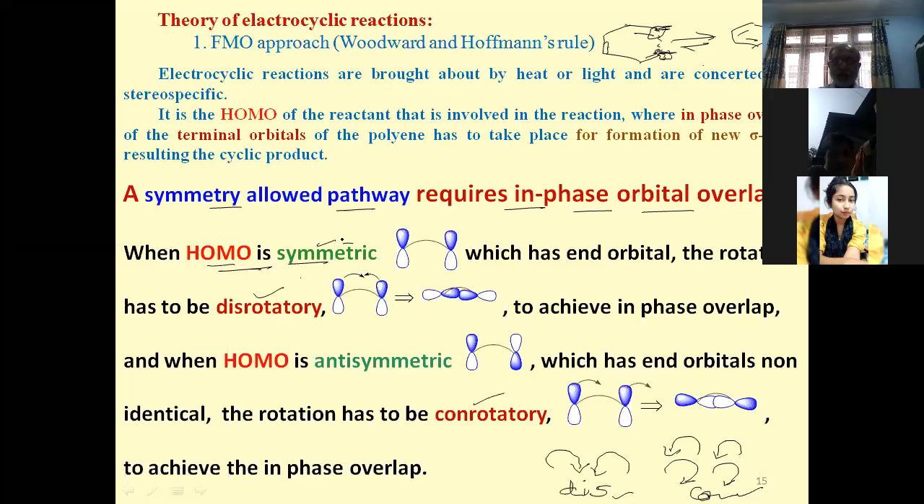If it is symmetric, what happens? This lobe and this lobe will have the same phase. This lobe and this lobe have the same phase. So for their bond, how do they have to come? It has to come this way, and this has to come this way. So the rotation has to be this rotation, you see here. The rotation has to be this rotation.